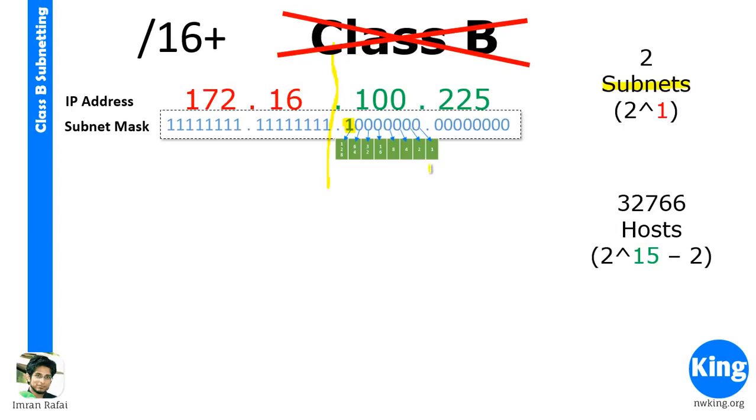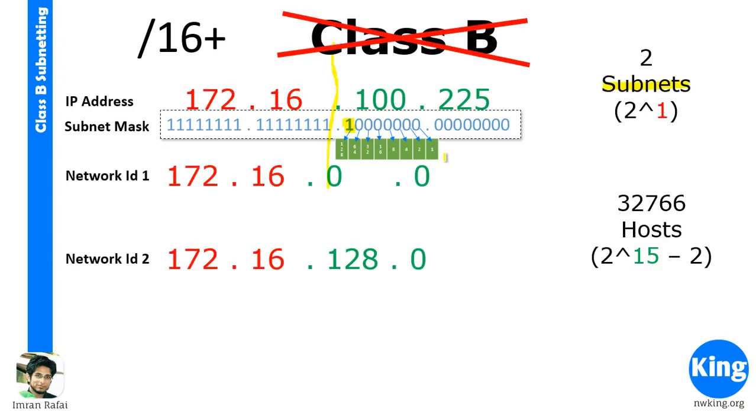So the first network ID is going to be where you do 172.16 and make everything else that you see here in green, which is the host part, make everything as 0. So the first network ID is 172.16.0.0. How do we get the second network ID? The second network ID is got by adding the place value of the last one. So last one here is this. The place value is 128. Now this is the critical bit.